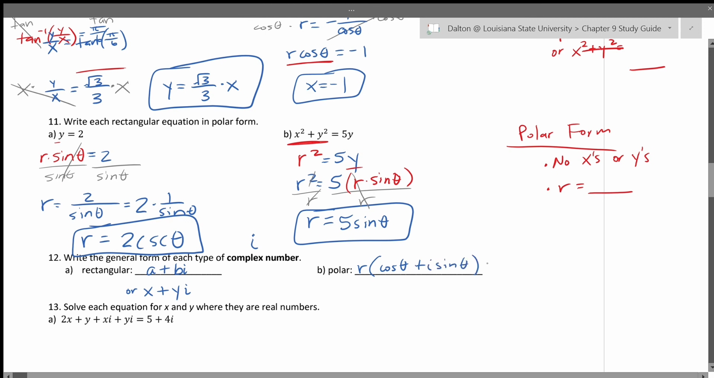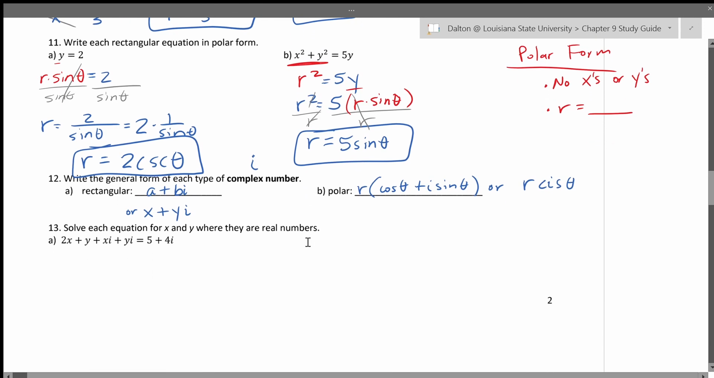Or you could abbreviate this if you want as r cis theta. I don't usually do the abbreviation. I usually write mine out, but that's up to you. Again, these are things that you need to know. I'm not giving you anything on the test.